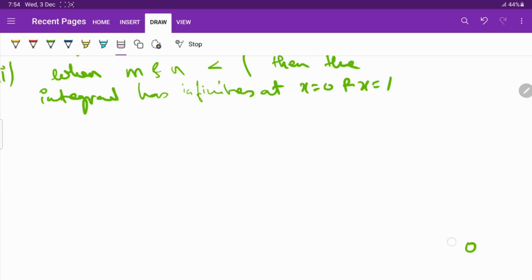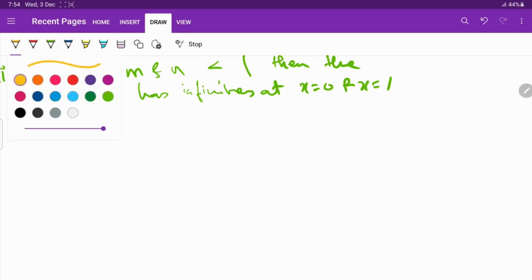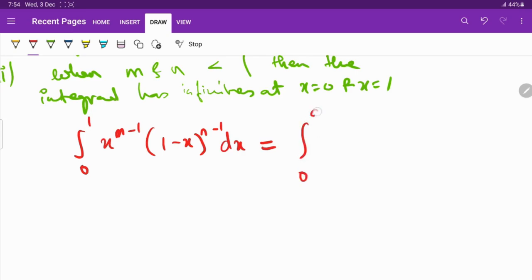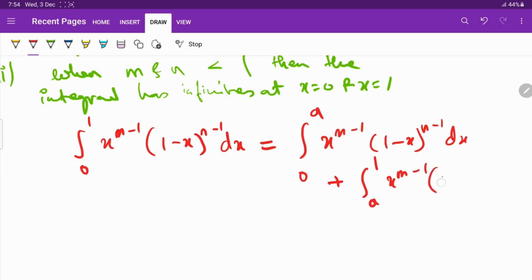So we are going to split the interval again, and we'll get two improper integrals in this case. So let me write. We have the integral from 0 to 1 of x to the power m minus 1, times 1 minus x to the power n minus 1 dx, which is equal to, let us split the integral, the integral from 0 to a of x to the power m minus 1, 1 minus x to the power n minus 1 dx, plus the integral from a to 1 of x to the power m minus 1, 1 minus x to the power n minus 1 dx.